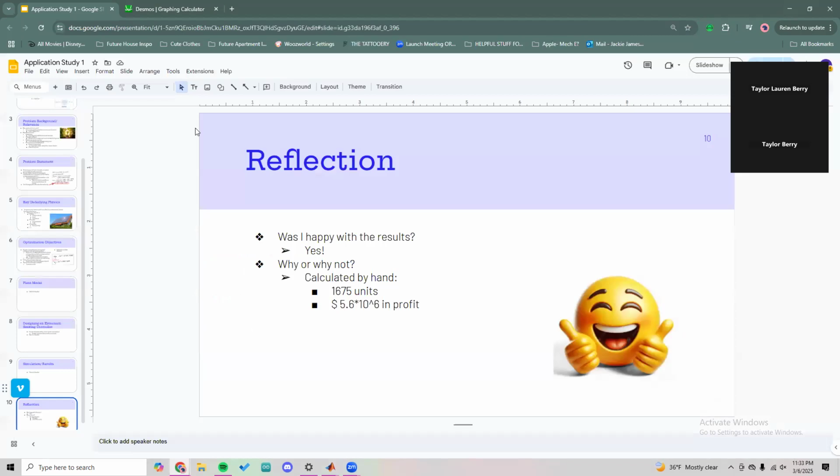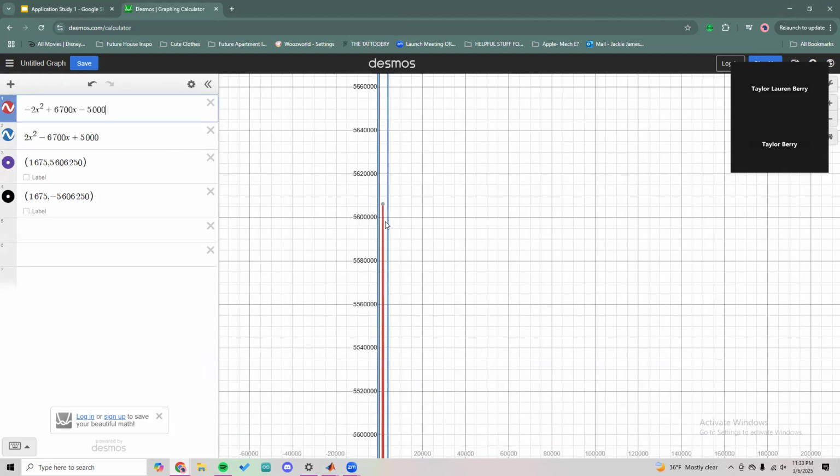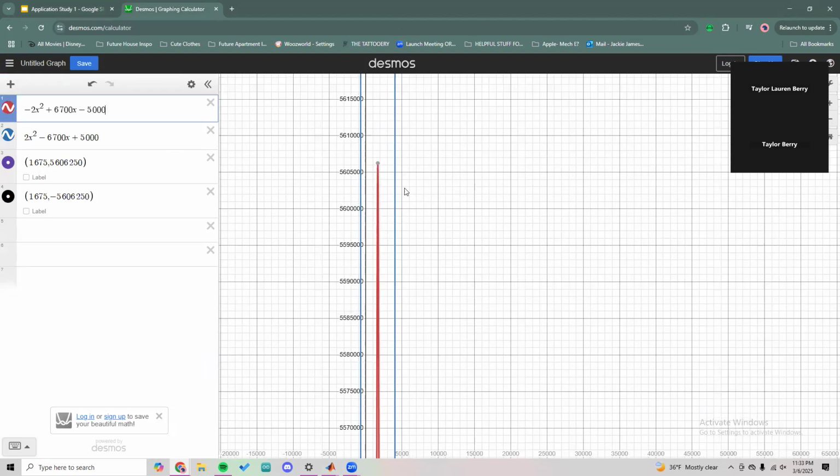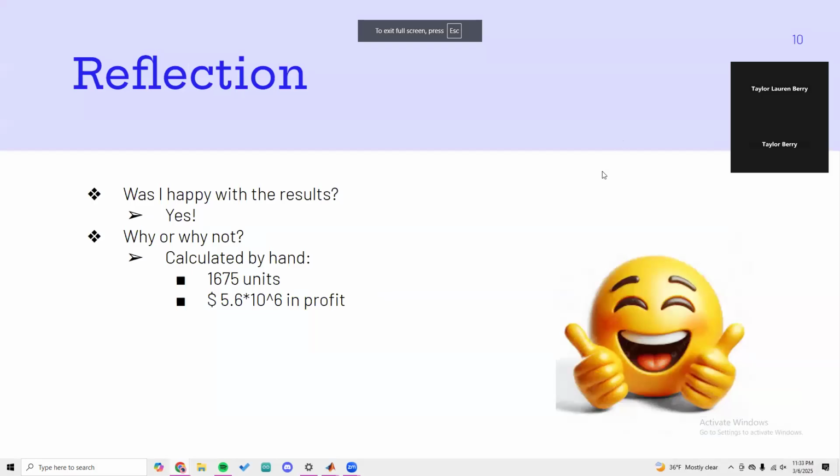Another thing that we can do is come over here to our graphing calculator, and we can see that the red is our original function. We see that it has a max at 1675 in units and 5.6 times 10 to the 6 in dollars in profit. So, yes, this was very good results. And yeah.